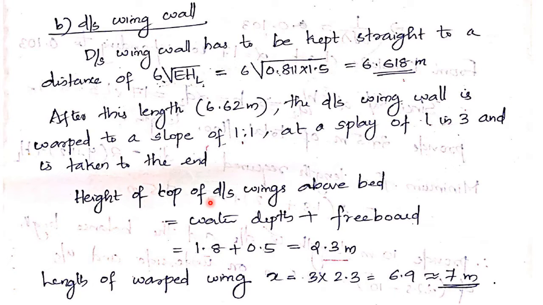Next is height of top of downstream wing above the bed. That means water depth plus freeboard, and a freeboard of 0.5 meter is taken. Therefore height of top of downstream wing wall is equal to 2.3 meters. Next is length of warped wing wall, that is the length of the warped portion, that is x is equal to 3 into 2.3, that is 1 in 3, this 3 into 2.3 is the height. Therefore 3 into 2.3, that is equal to 6.9, and we are rounding it off to 7 meters.